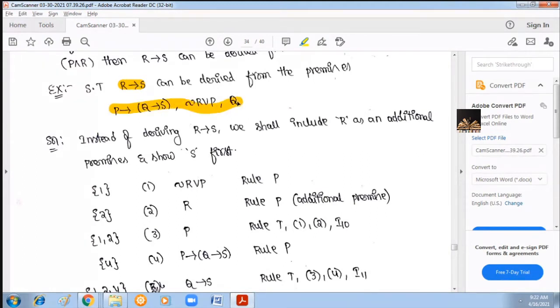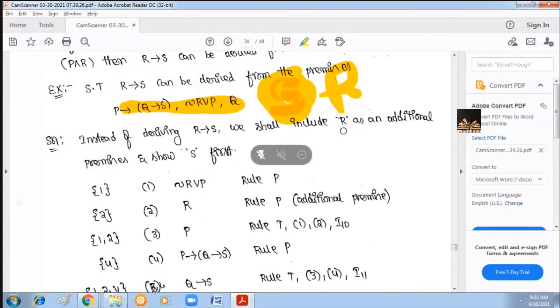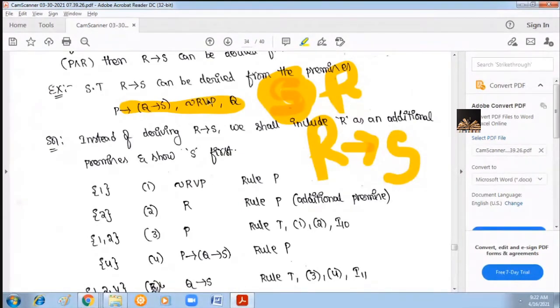So what is rule CP? If you are able to get the conclusion as S from this set of premises and R, then you can say that R tends to S is also derived from the same set of premises, right? That is what you need to prove, that R tends to S is derived.